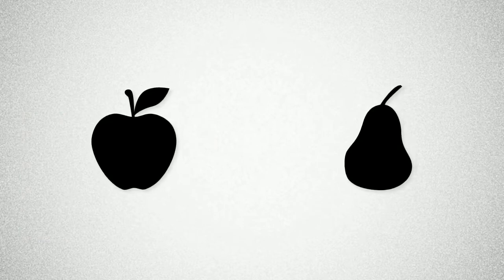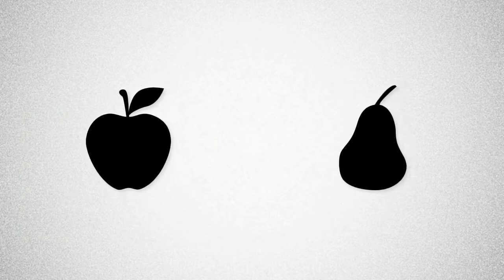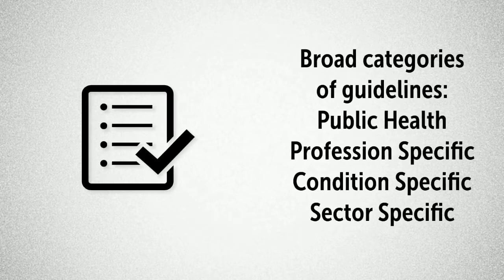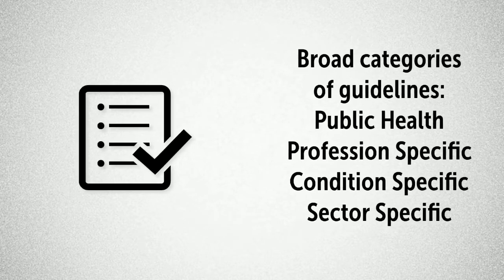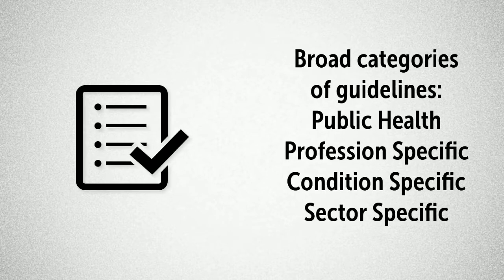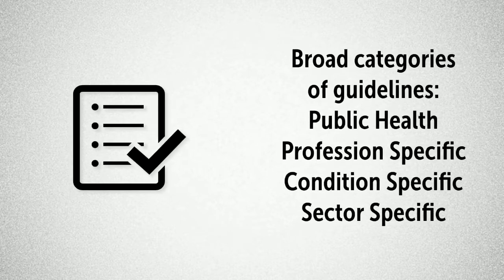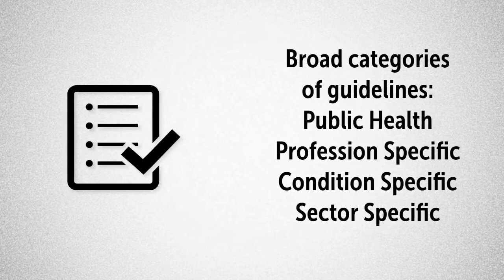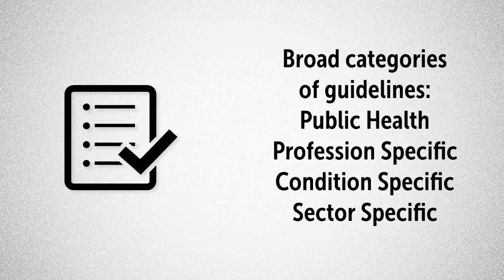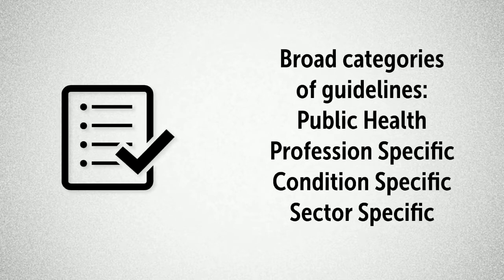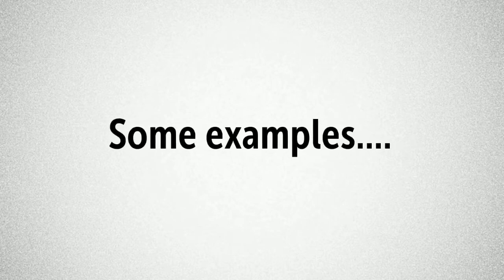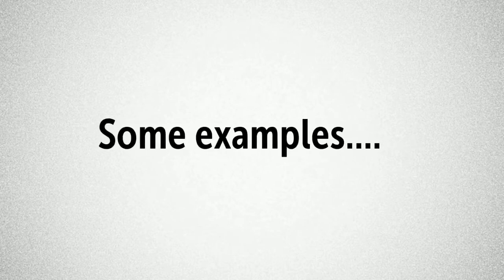Clinical guidelines are, however, just one type of guideline. There are in fact many types of guideline and all serve different and specific purposes. The broad categories within which guidelines fit are those specific to public health concerns, health conditions, those that are specifically written for a particular clinical or healthcare profession or discipline, and those that are sector specific. But these can cross over, particularly condition and discipline specific guidelines. The following slides will give you some brief examples of guideline types from these four categories.